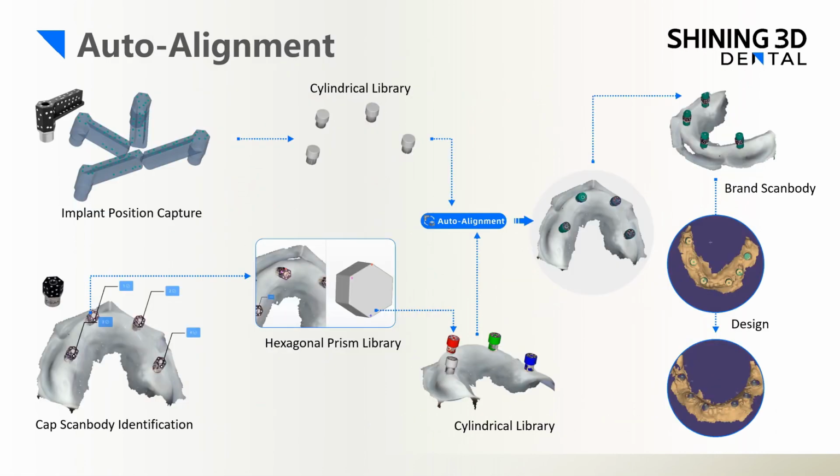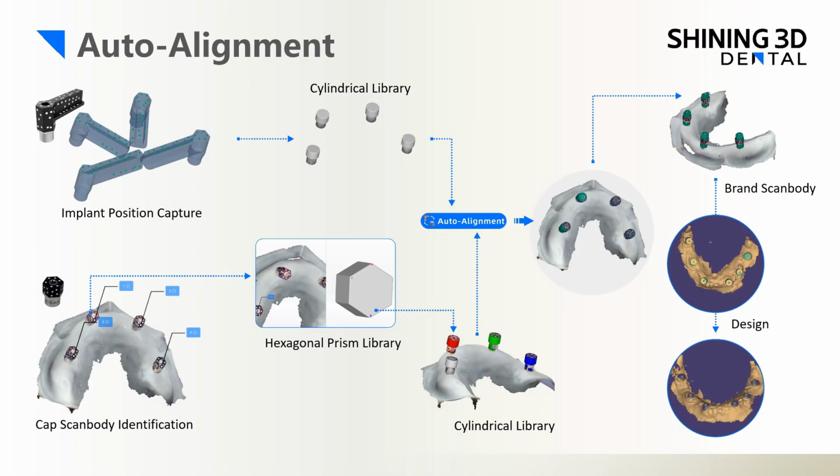And this slide shows how the software transforms two sets of data into the same coordinate system to complete the alignment. The implant position and the Cap Scanbody are both converted into a cylinder-shaped library, ensuring the success rate and the accuracy. And if the automatic alignment fails, manual alignment can be performed as well.